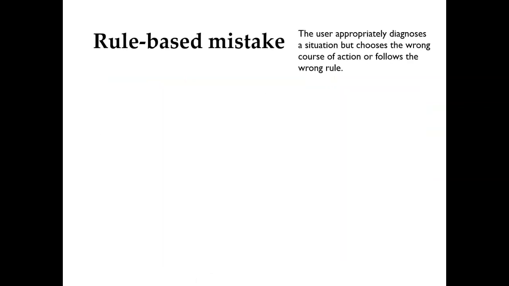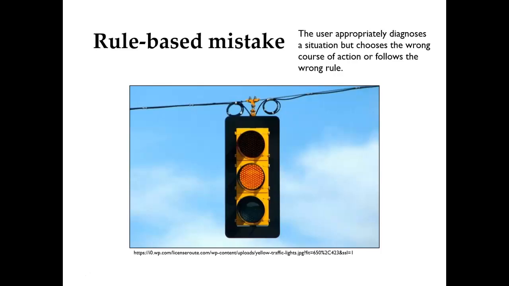We then have rule-based mistakes. The idea behind a rule-based mistake is that the user is figuring out what's going on, and they're figuring it out accurately, but they're picking the wrong thing to do. So, for example, this is a traffic light. We've all seen these before. What are you supposed to do when you see a yellow light?